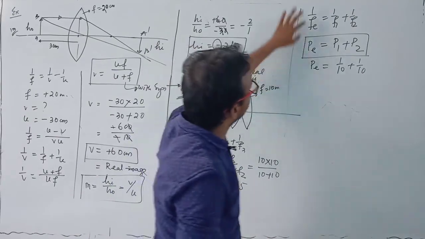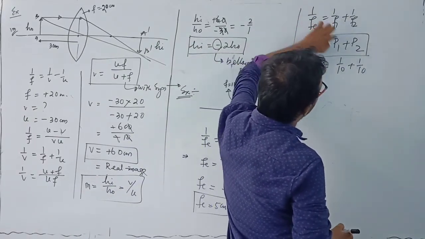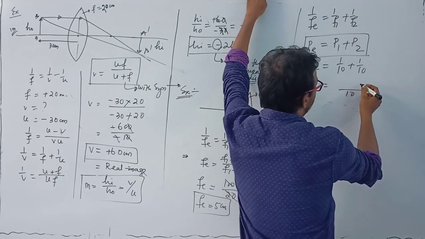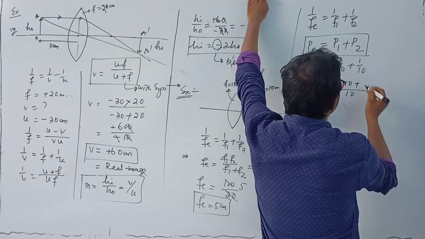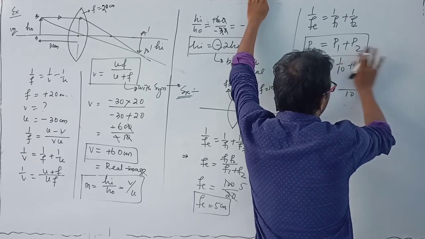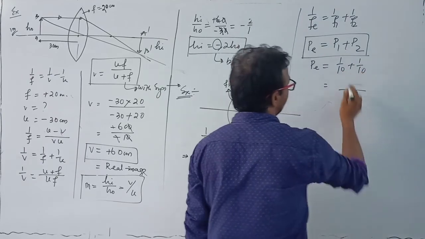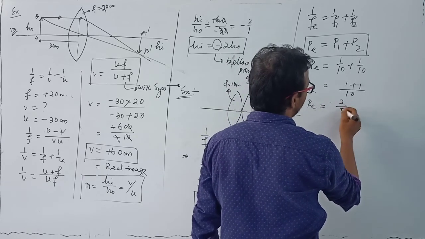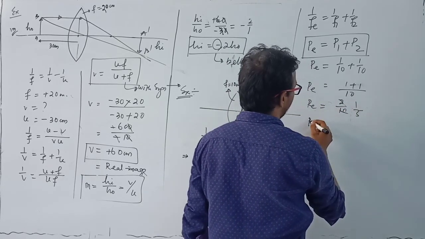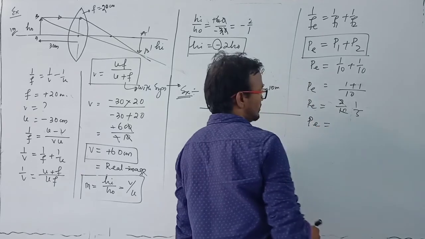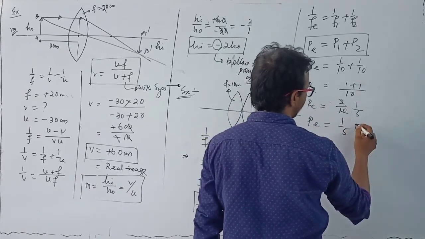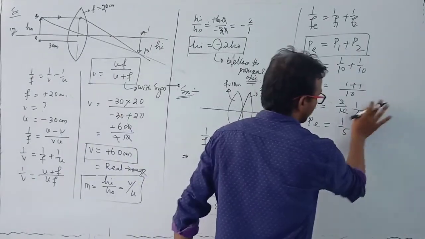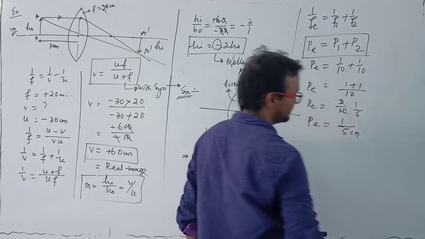Clear? P equal to 1 by 10 plus 1 by 10, which is equal to, if we take common here, 1 by 10 times 1 plus 1, and power equal to 2 by 10, which is equal to 1 by 5, and the equivalent power of this combination is equal to 1 by 5 per centimeter. Sorry, this is here centimeter. Clear? So we have to write here, this is centimeter.